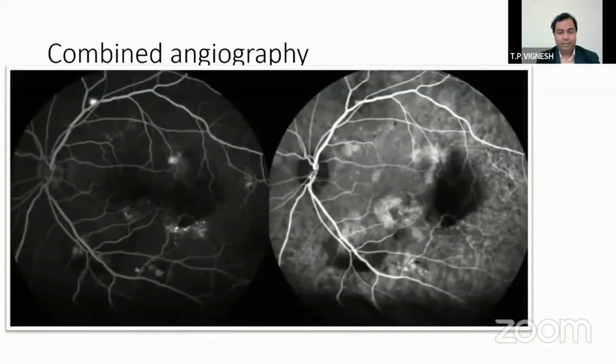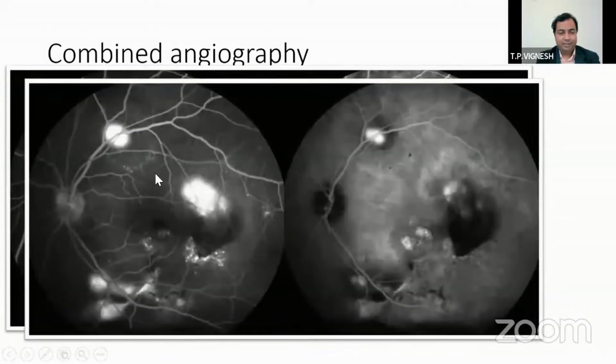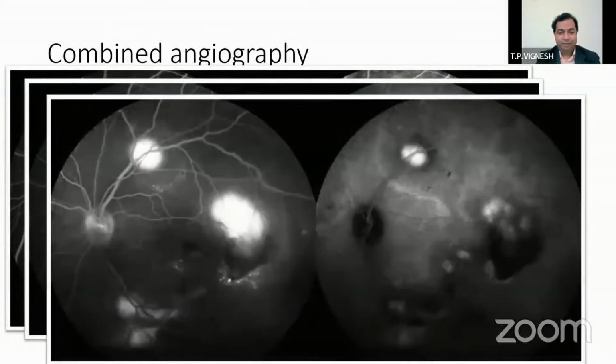So I proceeded with combined angiography, and we saw multiple leaks. You can see them along the arcades as well as just near the fibrin. So dense leaks were seen.